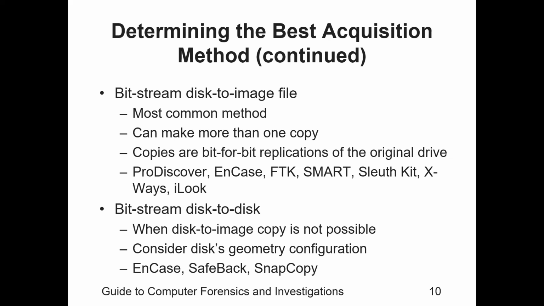Bitstream disk to disk is the second method. When disk to image copy is not possible, when that first one fails, then you consider the second one here, which is bitstream disk to disk acquisition. It considers the disk's geometry configuration, and here we mainly use EnCase, SafeBack, and also SnapCopy.